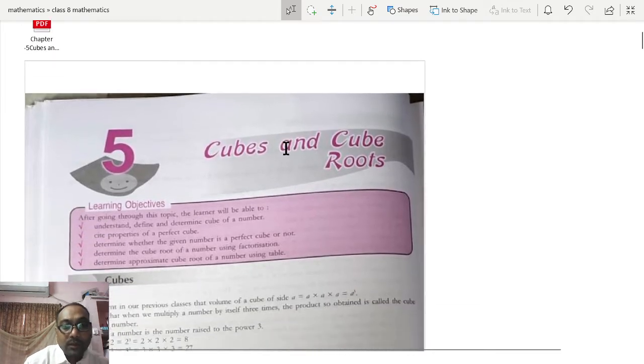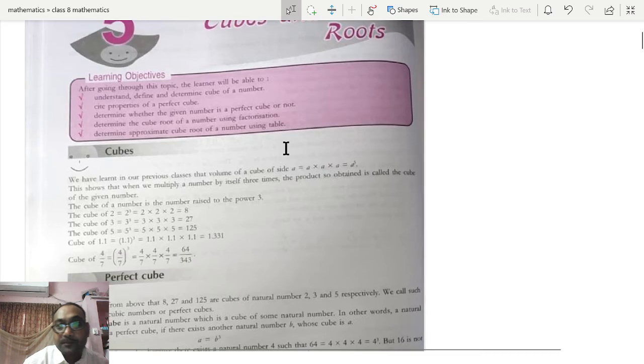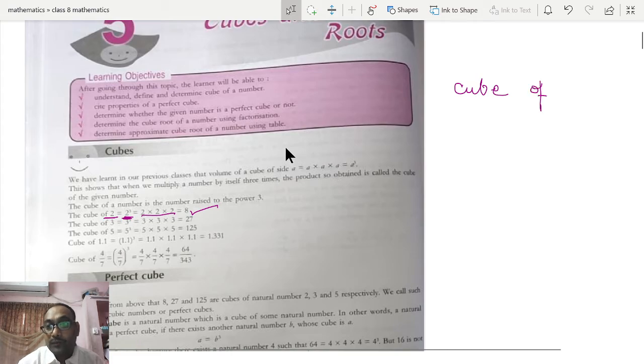Cube of any number means, if you want to find the cube of 2, it is 2 to the power 3, and 2 into 2 into 2 is 8. Cube of 5 means 5 to the power 3, and if you multiply 5 three times, the result will be 125, and this is a perfect cube number.